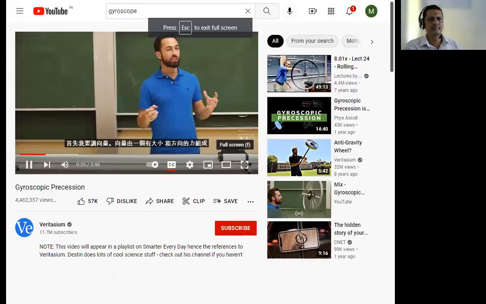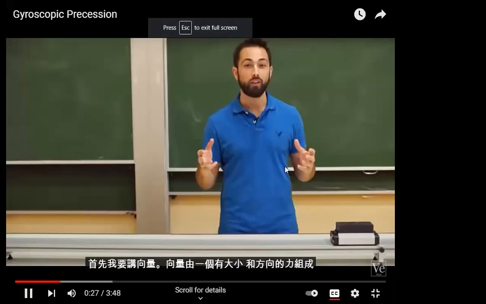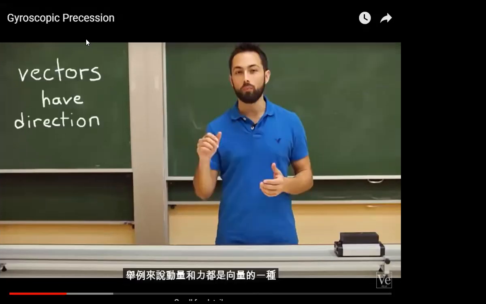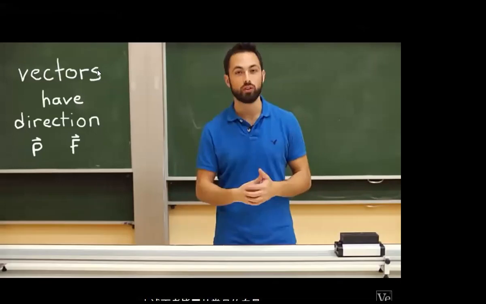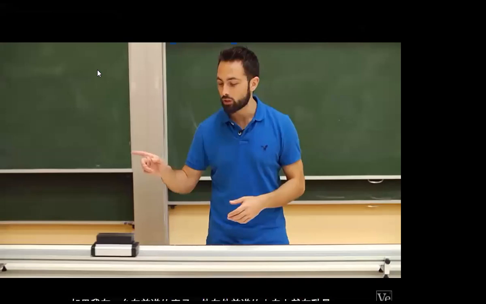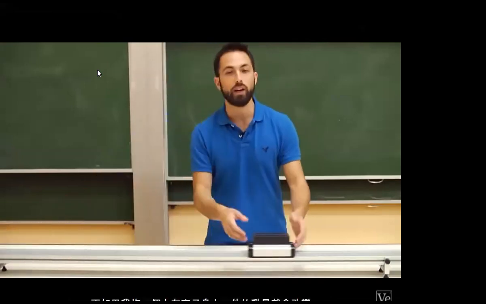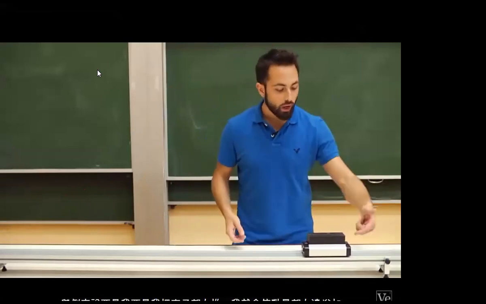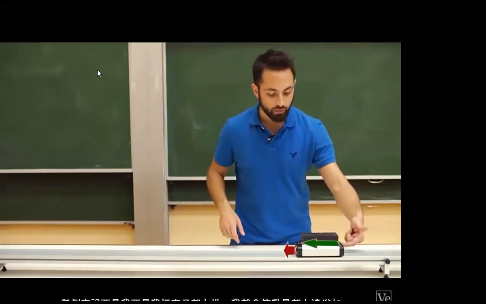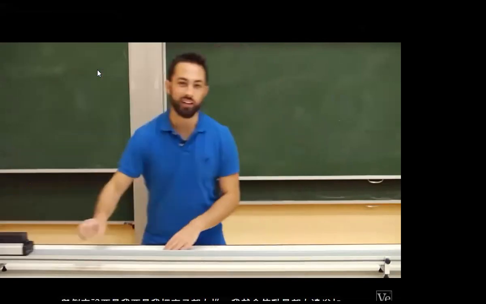The first thing I need to do is talk about vectors, because a lot of things in physics are vectors. That means they have direction. So an example would be momentum and force. Those are two examples of some pretty common vectors. So if I have a cart moving along here, it has some momentum in that direction. And if I apply a force to it, I can change its momentum. So for example, if I push it to the right, then its momentum will increase to the right. It all makes a lot of sense.